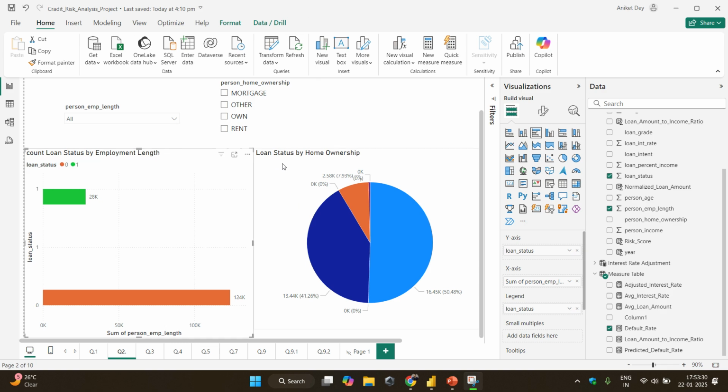And to visualize the loan status by home ownership, I have used this pie chart, and in the legend section of the pie chart I have used person home ownership, and in the values section I have used the count of loan status and default rate. I have also created the person home ownership slicer and the person employment slicer to vary these visuals according to the slicers.